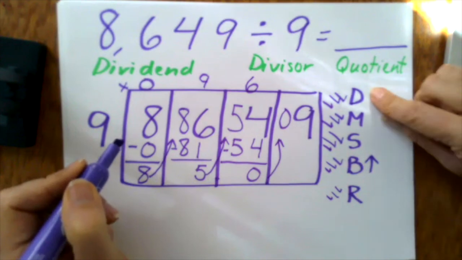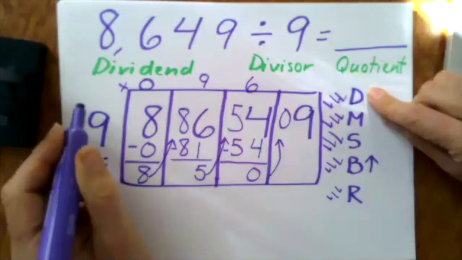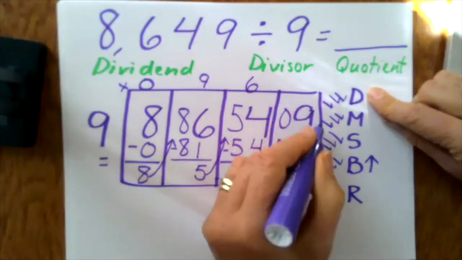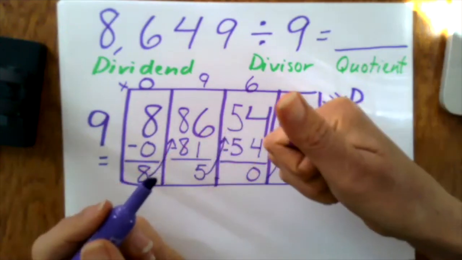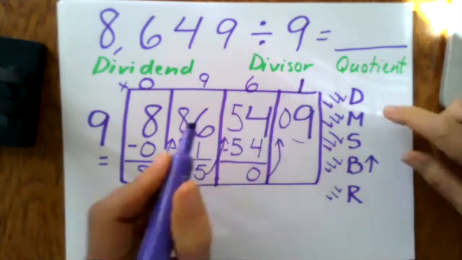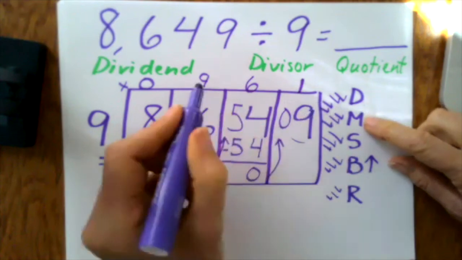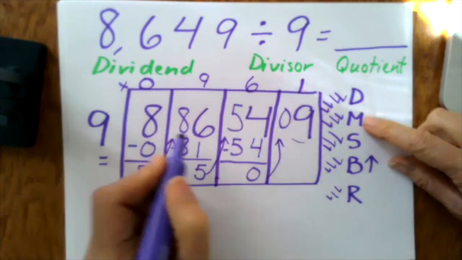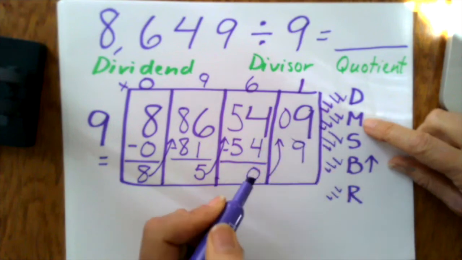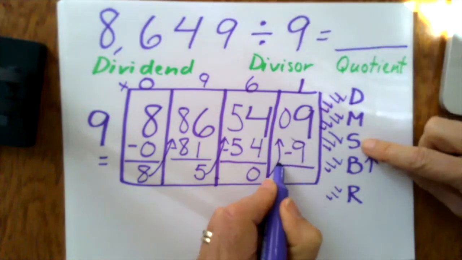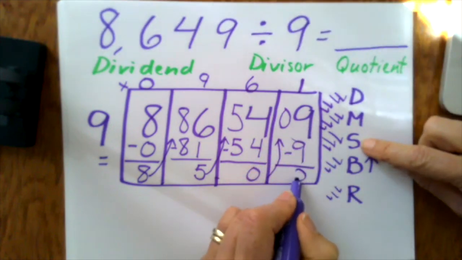So I go all the way back up to the top. And now I'm going to divide. And I'm doing my last column here. So how many 9s are there? 9. Oh, there's only 1. Check. Now I'm going to multiply. 1 times 9 is 9. Check. Now I'm going to subtract. 9 take away 9 is 0.